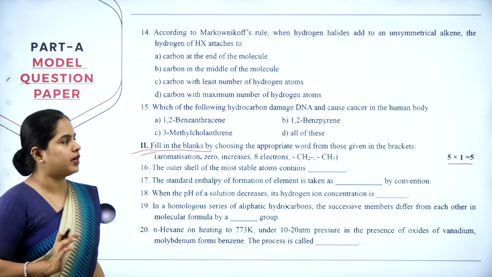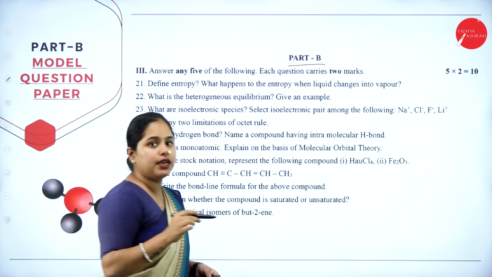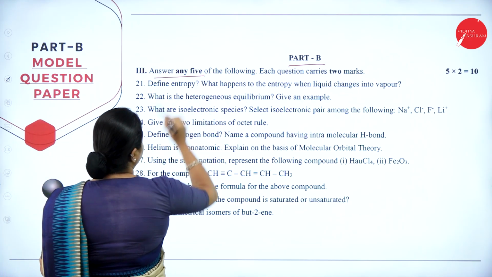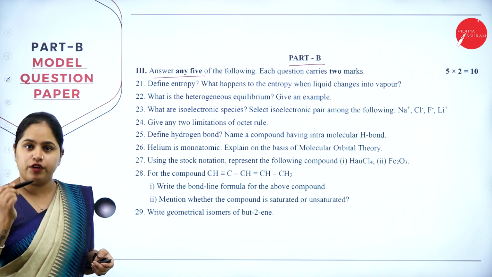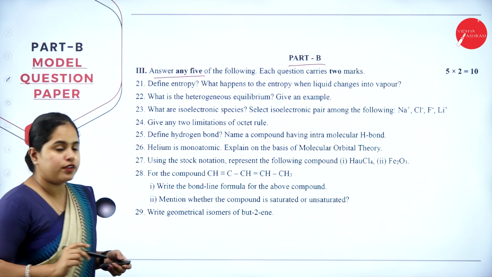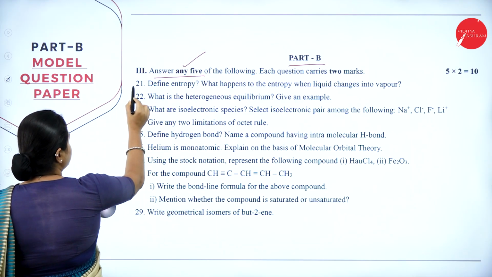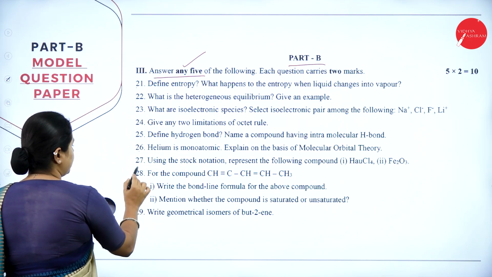So this is about part A. Now moving to part B. As discussed, part B contains 2 mark questions, right? So answer any 5 of the following. In part B, you have a total of 9 questions from which any 5 you can choose. As you can see, 21 to 29, that is 1, 2, 3, 4, 5, 6, 7, 8, 9.